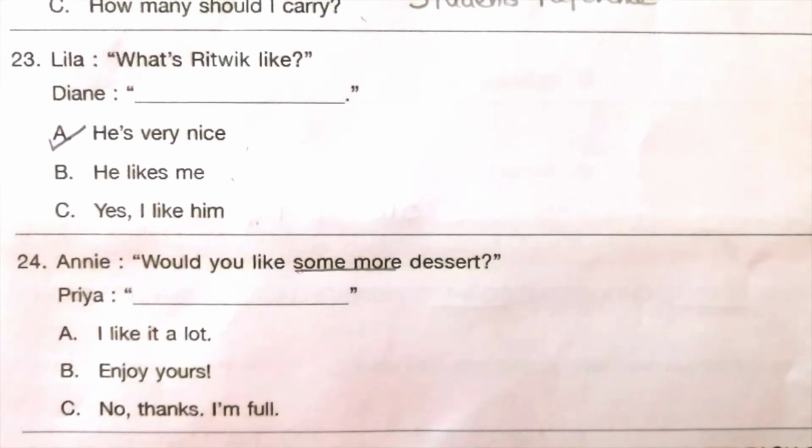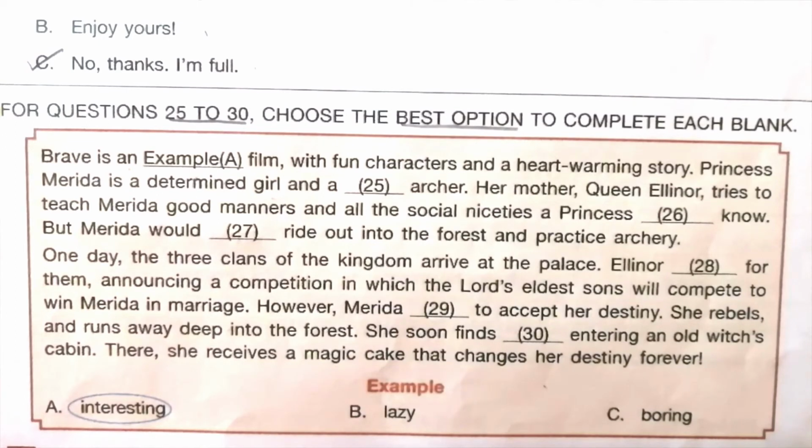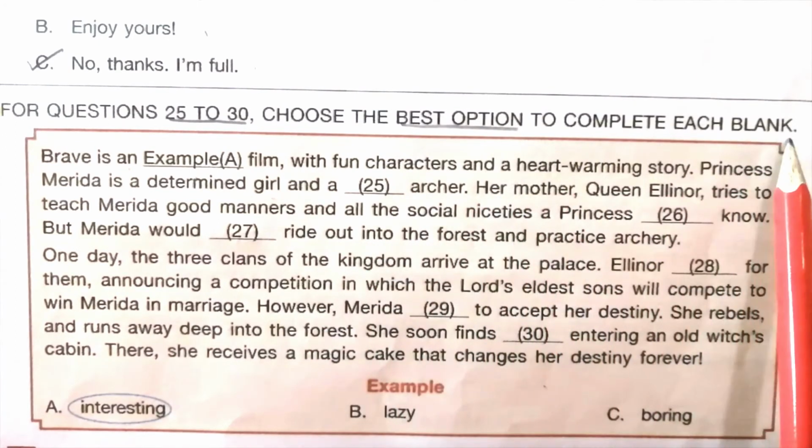24. Annie. Would you like some more dessert? Priya. Dash. I like it a lot. Enjoy yours. No thanks. I'm full. The answer is C. No thanks. I'm full. For questions 25 to 30, choose the best option to complete each blank.